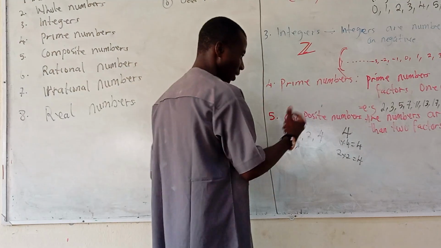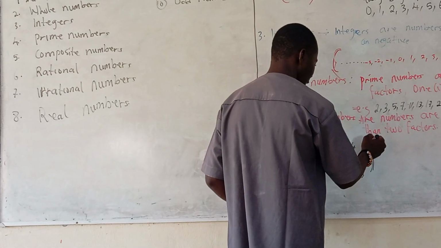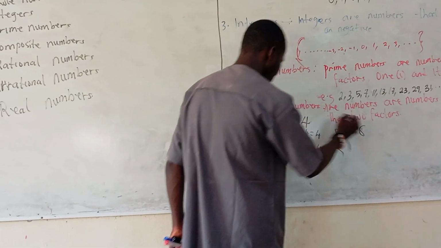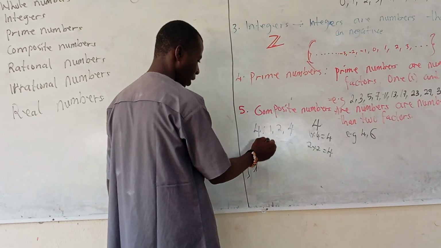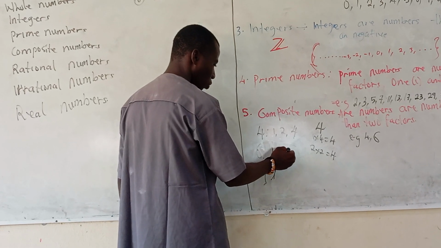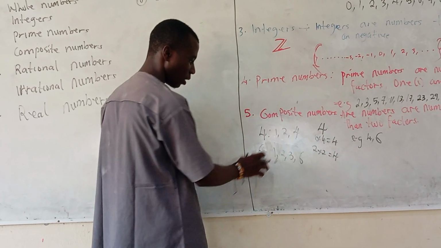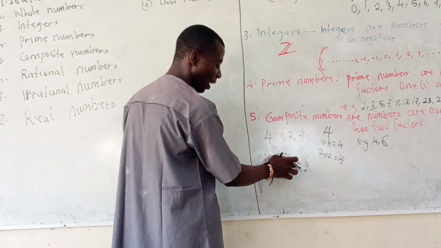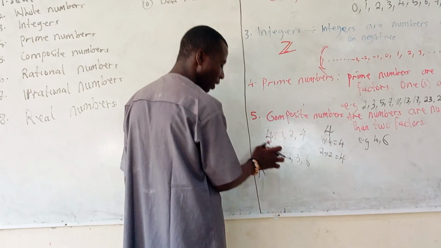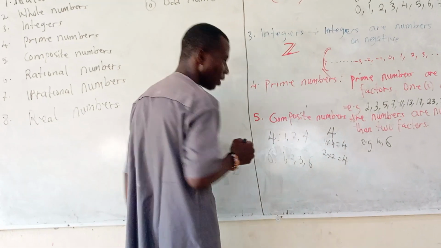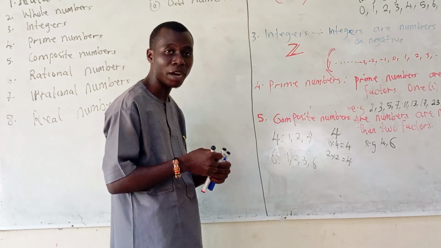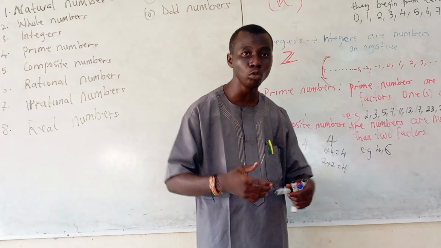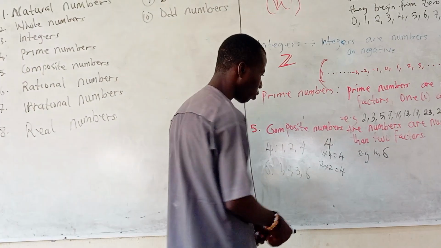So you can see that composite numbers, let's look at them. I'm having 4. I'm also having 6, because the factors of 6 are what? We have 1, 2, 3, and 6. Now let's look: 1 times 6 is 6, 2 times 3 is 6, 3 times 2 is 6, 6 times 1 is 6. So 6 is a composite number. Remember we said composite numbers are numbers that have more than 2 factors. So these are what composite numbers are.